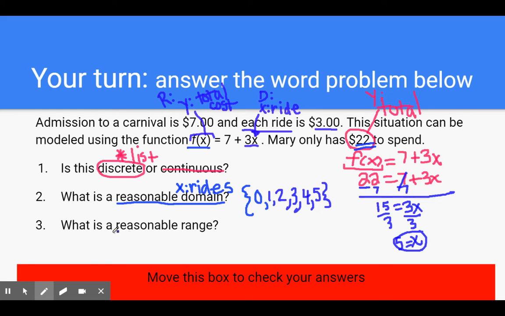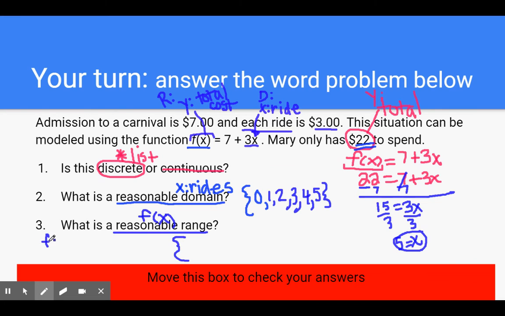Next, I'm going to answer, what is a reasonable range? Well, range is your f of x, which is my total cost. Well, my total cost, I can only spend up to $22. So I know that's going to be my boundary on the right side, or that's going to be my last number, right? But I need to figure out, if I ride 0 rides, how much will I pay? If I ride 1 ride, 2, 3, 4, 5. So I can go ahead and plug in each of those values.